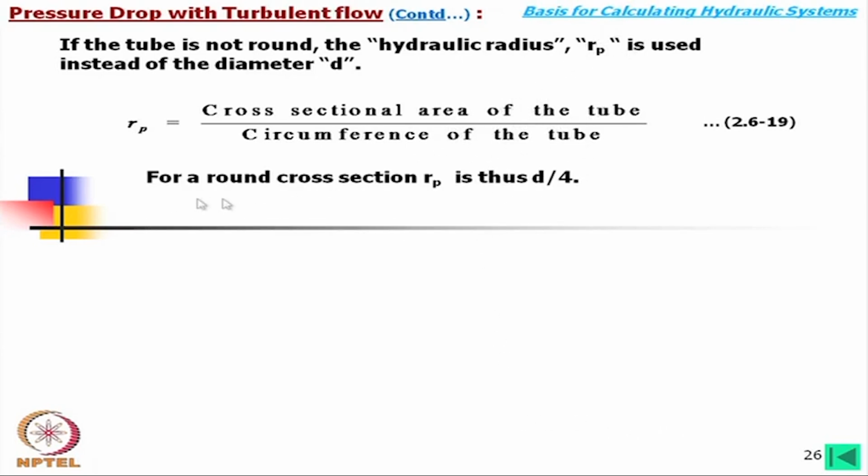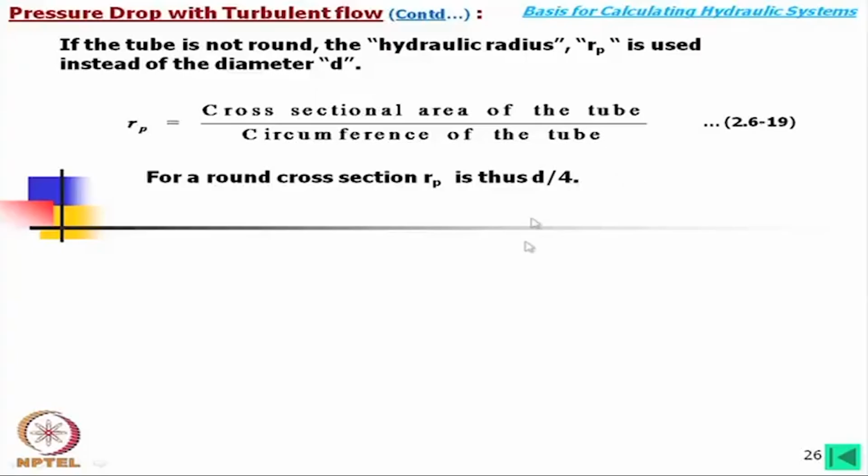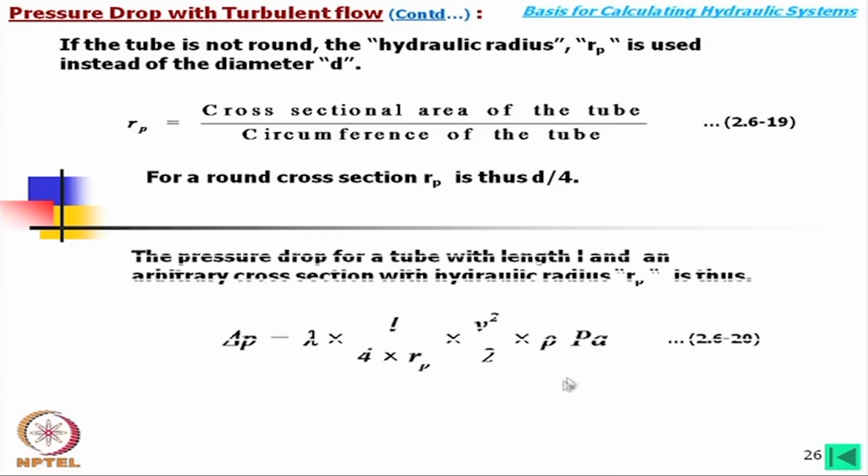Say in the case of a round circular tube, this comes to D by 4. But if it is rectangular, you will find it depends on the ratio of the lengths. For example, where the width is double the height, it will be different from other rectangular sizes, it will not be the same. So, that is important.